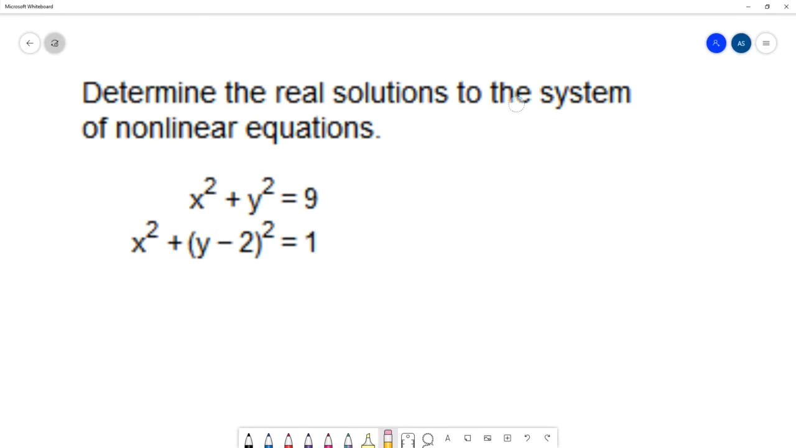Determine the real solutions to the system of nonlinear equations. Our system of equations contains x squared plus y squared equals 9 and x squared plus (y minus 2) squared equals 1.